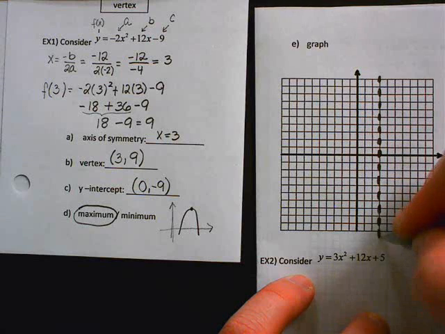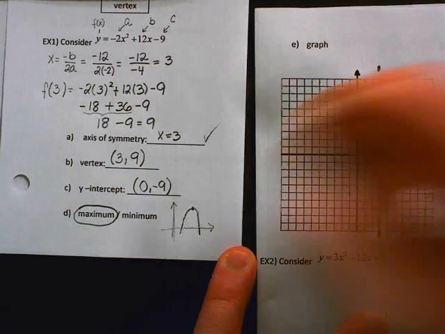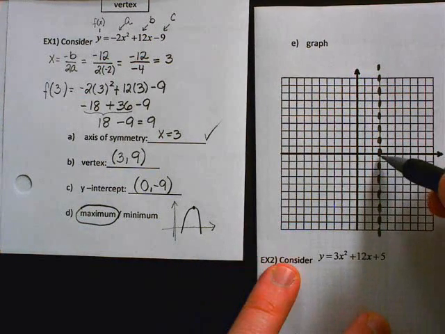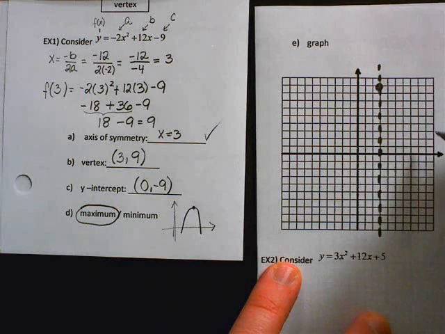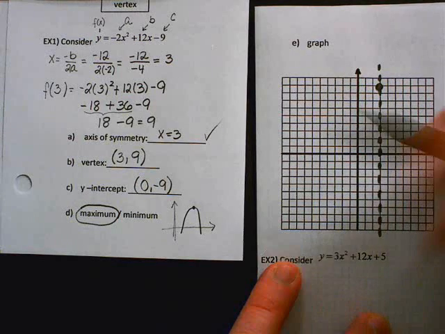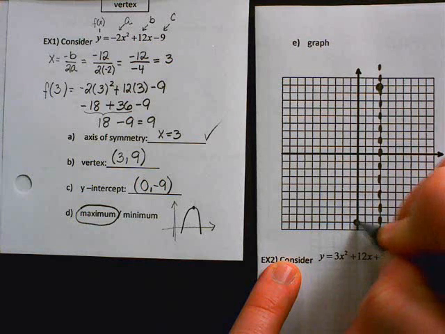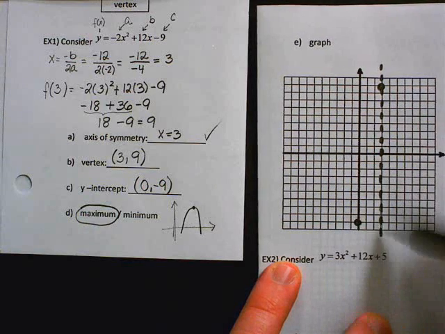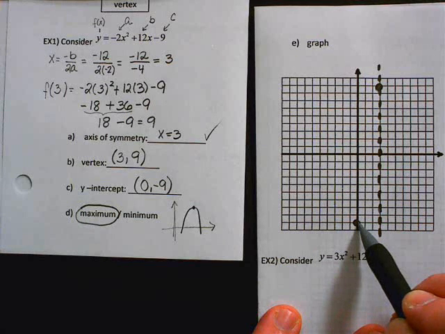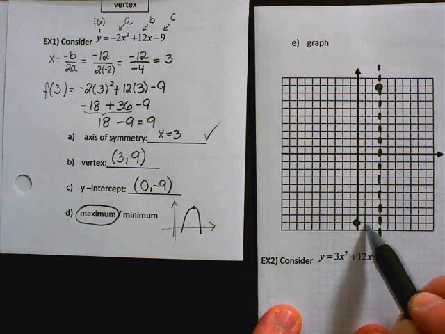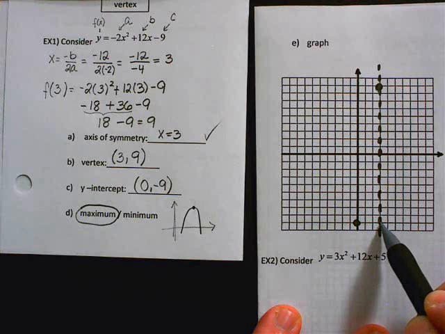Once we have that, let's do our vertex. Our vertex is 3, 9. 3, 9 would be right over here. So that's my vertex. And then my y-intercept would be 0, negative 9. So 0, negative 9. That's my other point. And remember, the axis of symmetry acts like a mirror. So if I have a point on this side of the axis, I have a distance of 1, 2, 3. That means I'm going to have another point with the same distance on the other side. So 1, 2, 3. That's where my other point's going to go.